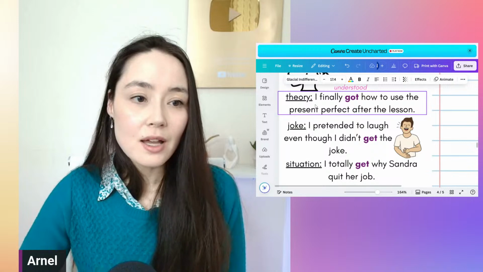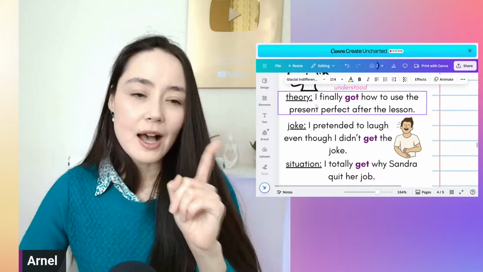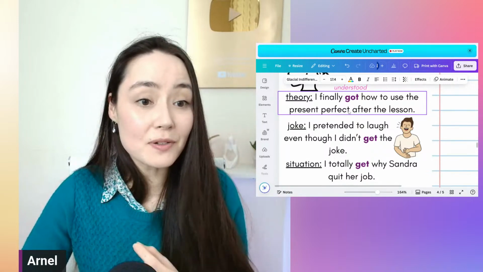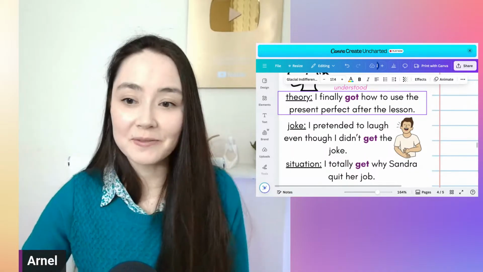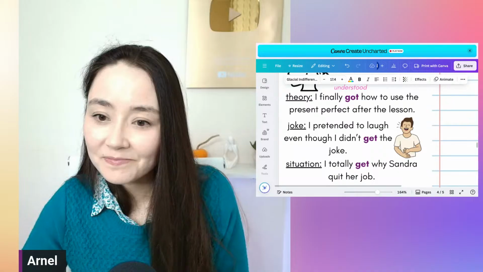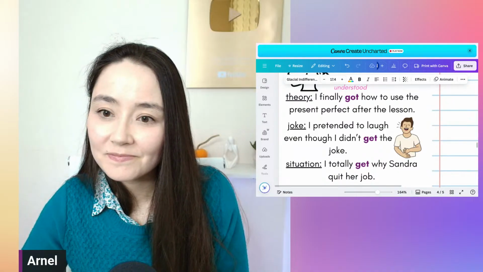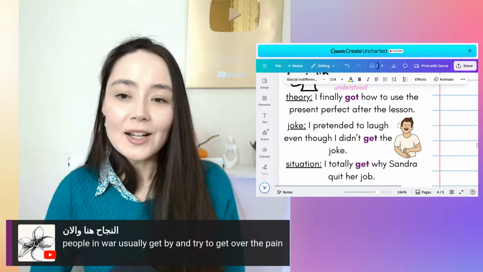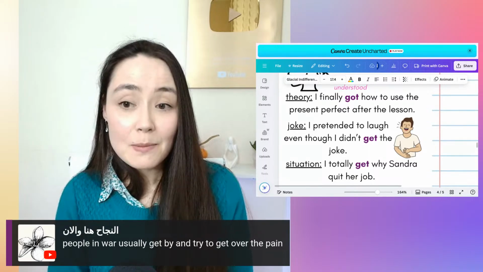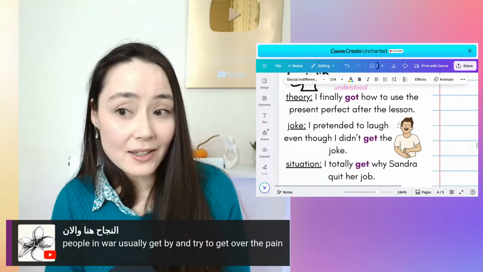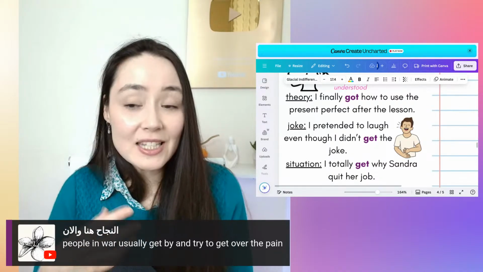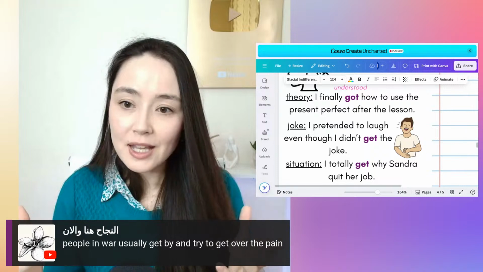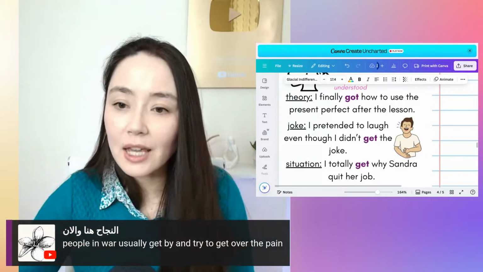A theory. I finally got how to use the present perfect after the lesson. I finally understood this theory. Ooh, this is a good example. People in war usually get by and try to get over the pain. Absolutely. It's difficult during a war, of course, and they want to recover from that pain. Yeah.